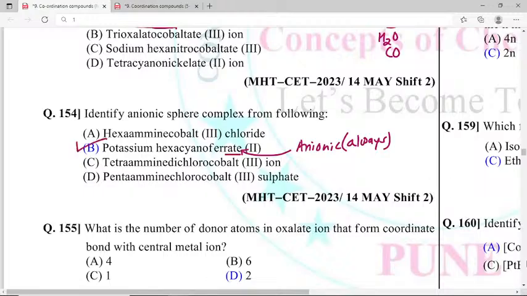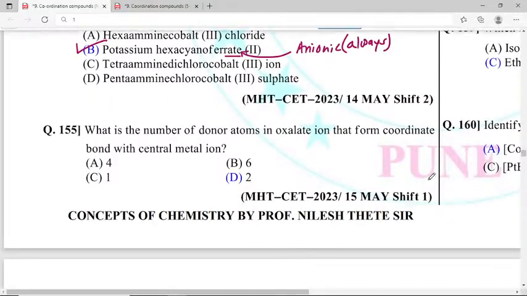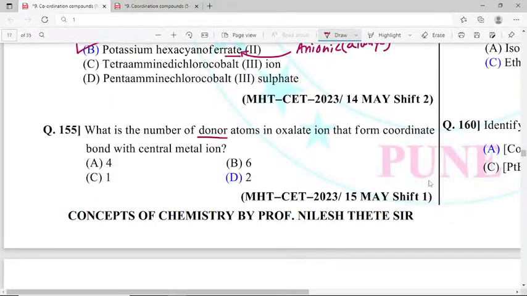What is the number of donor atoms in the oxalate ion? Donor atoms in the oxalate ion. The oxalate ion is a bidentate ligand. Donor atoms stand for coordination number. So oxalate is a bidentate ligand.